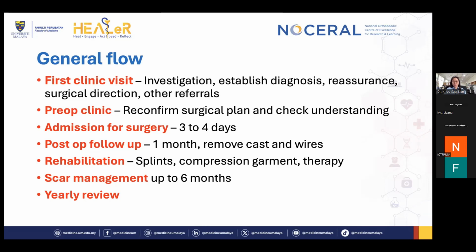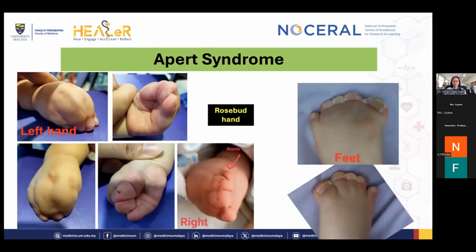Rehabilitation involves splints, compression garments to reduce the scar, and also therapy, which is usually play therapy. Scar management is usually up to 6 months for a better looking scar. Then we do yearly review. I like to finish off with one case.